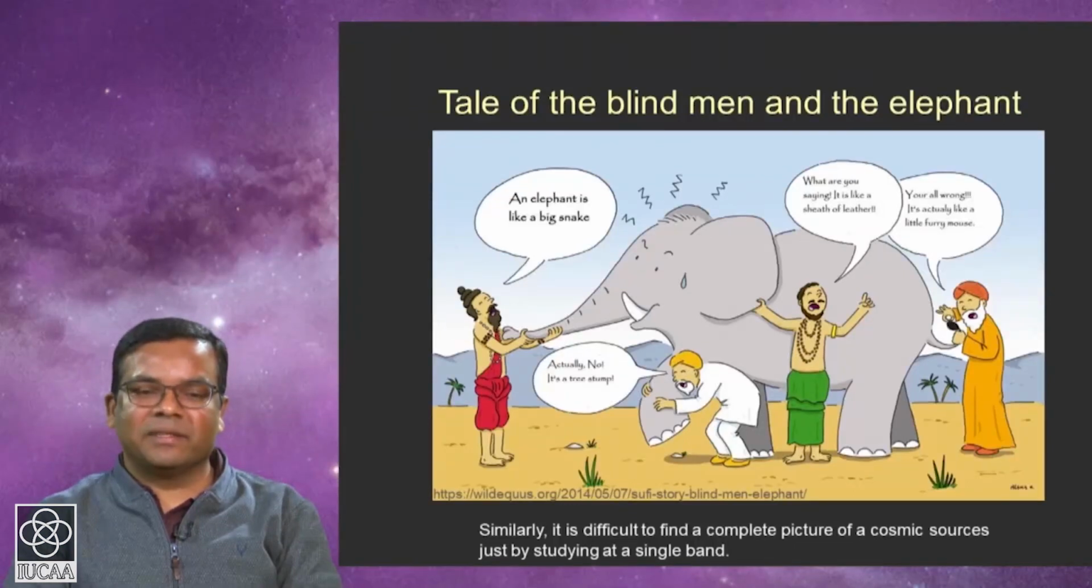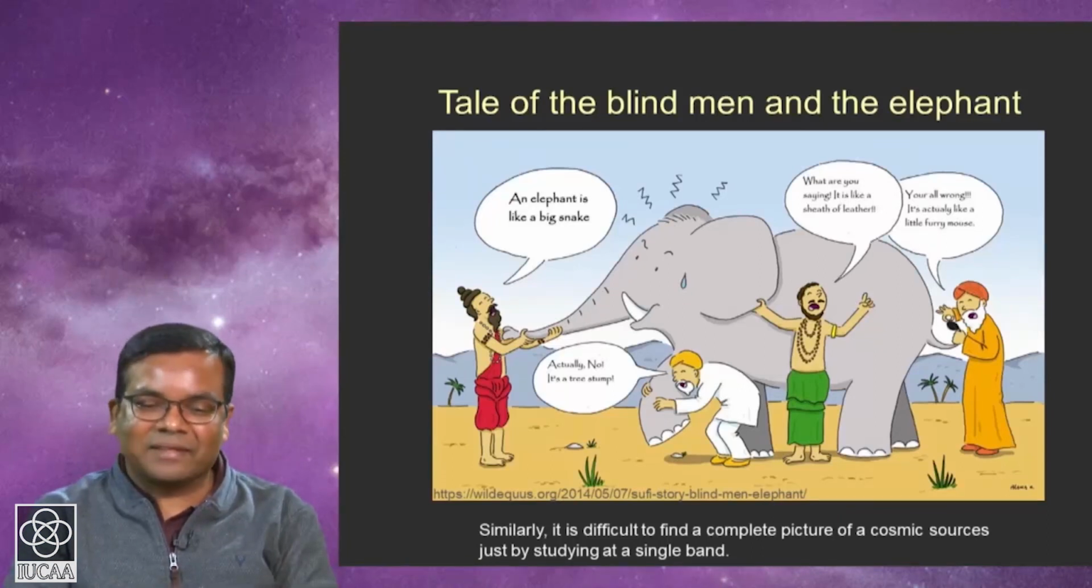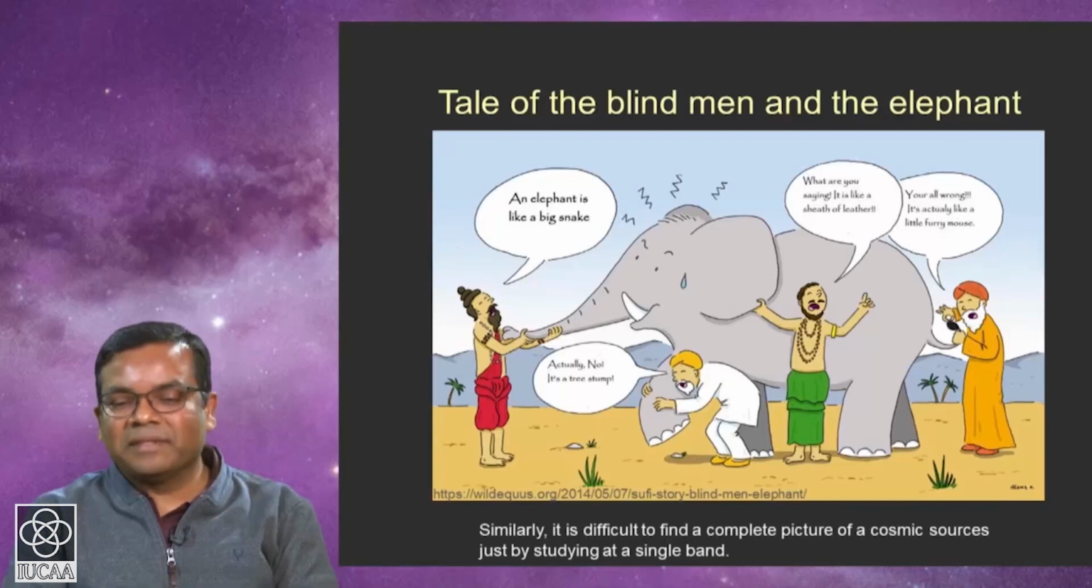Let me tell you the tale of the blind men and the elephant. So, the story goes like this. There is this animal which people found for the first time, and the blind men are trying to find out what this animal is. Essentially, the blind men touch various parts of this animal and they infer differently.